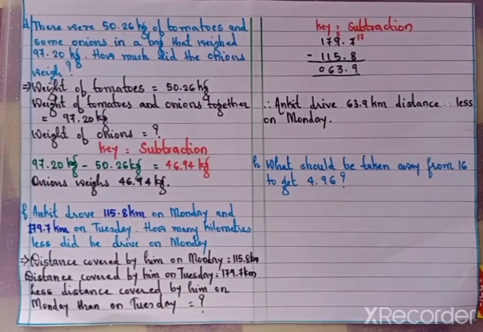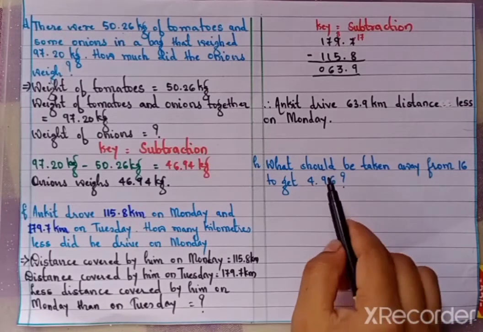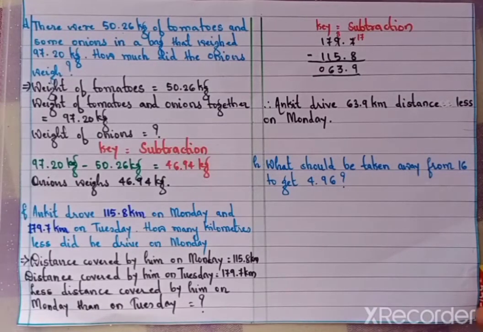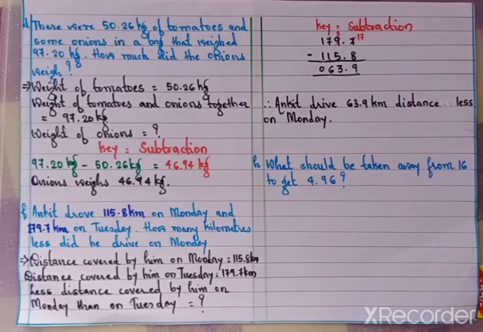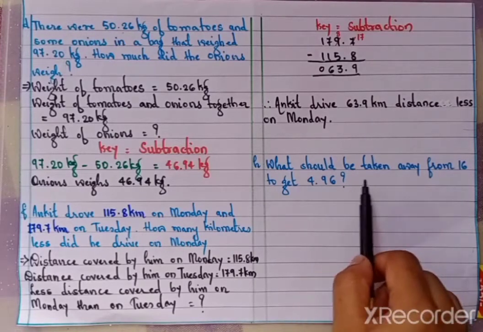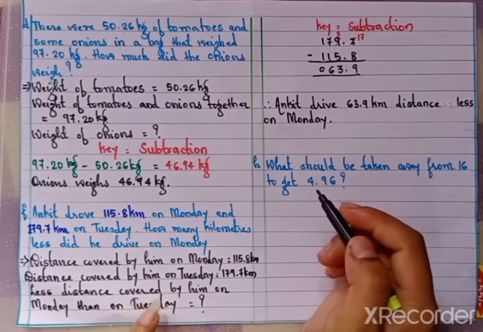What should be taken away from 16 to get 4.96? So what they have done, they have given the first number and the total of two numbers. We have to find the second number. So to do that, we have to subtract. Okay, so taken away means they have given the direct key, that is subtraction. So let's write the given things.